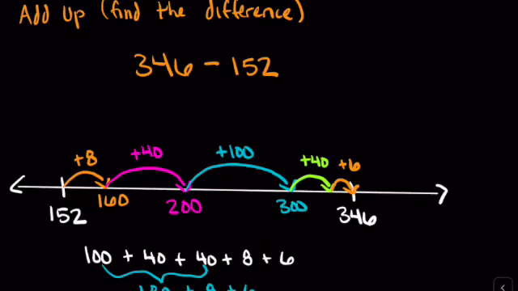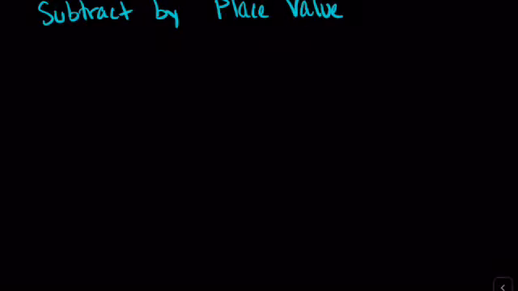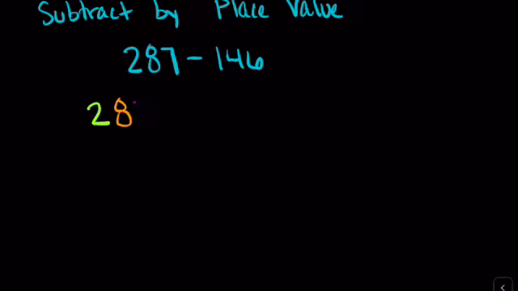All right, let's move to the next strategy that we can use for subtracting, and that is subtracting by place value. For this problem, we're going to do 287 minus 146. So I'm going to stack these on top of each other vertically, and I'm going to color coordinate the place values. Since we are subtracting by place value, that will help me keep track of each place value. 146. Okay, we're going to subtract these.